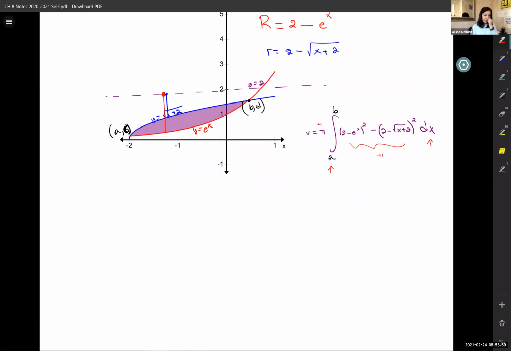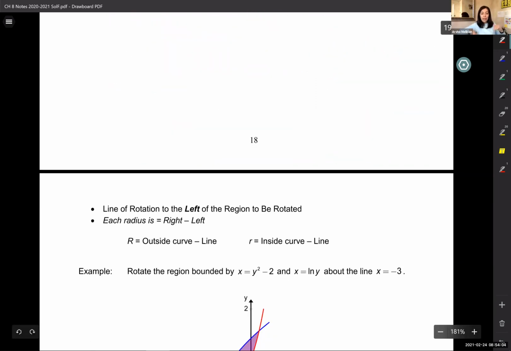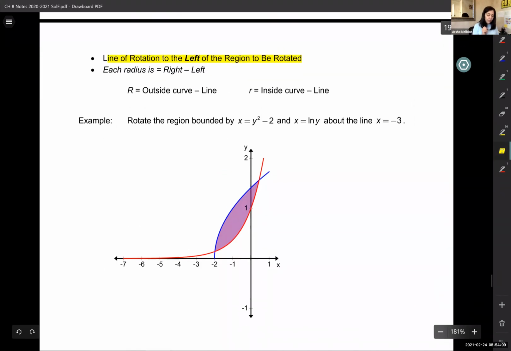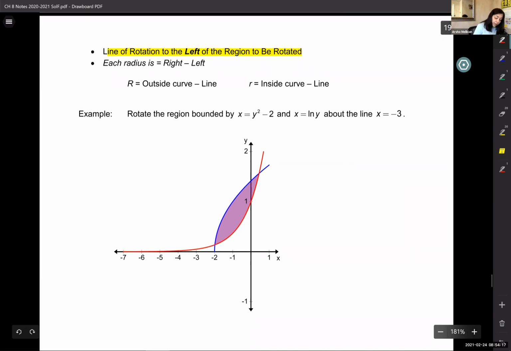All right. Should we do one more? Let's do one more. Okay, so we did up, down. What if the line of rotation is to the left of the region to be rotated? We've got x equals y squared minus 2, that's this one in blue. And then I've got x equals ln of y. And I want to rotate this around the line x equals -3.